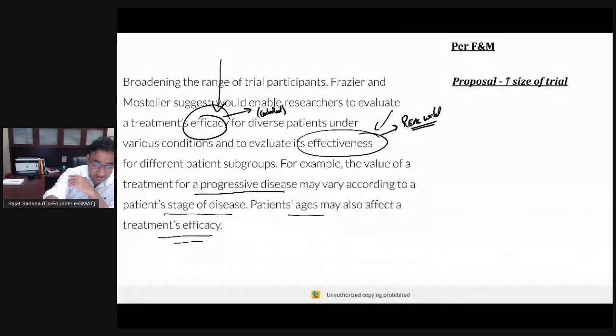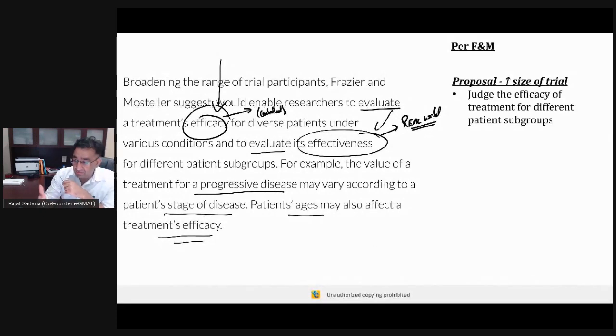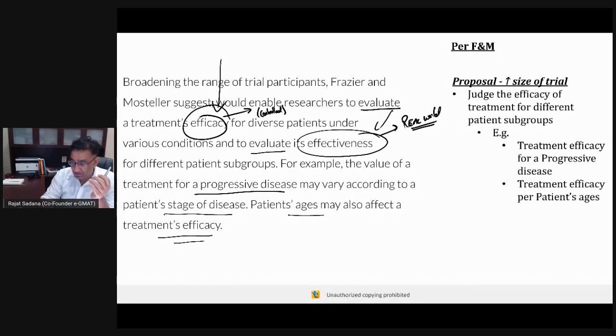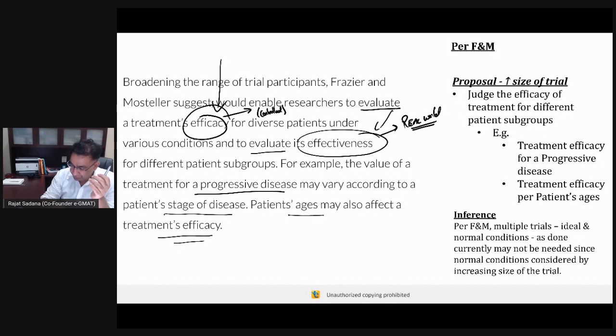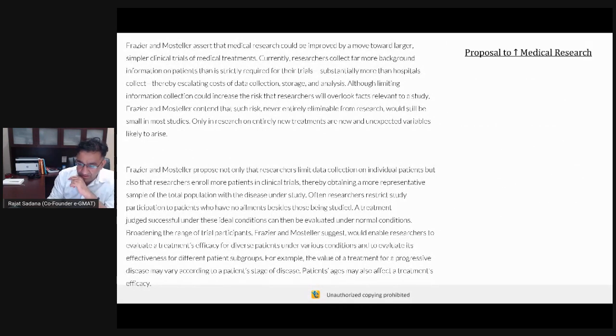You can see it's a list: to evaluate A for diverse patients, and then to evaluate its effectiveness for different patient subgroups. This is where you can read through a passage, or really study a passage and understand it. So what's the proposal? Increase the size of the trial. Why? Because when doing that, you enroll more patients, and you're able to judge the efficacy of a treatment for different subgroups. There are two examples given here. The inference really is, if you do this, you may not need the two-stage effort that is needed over here.